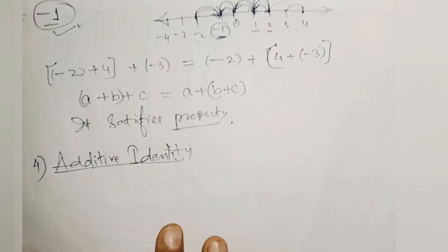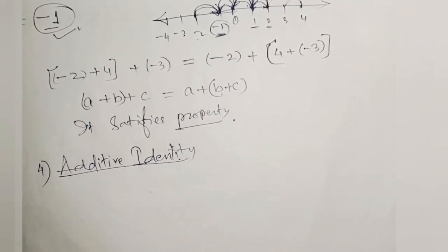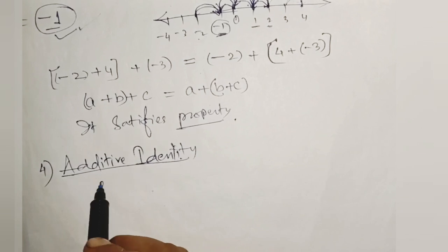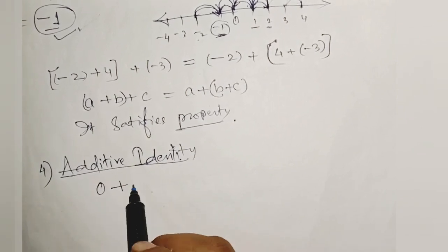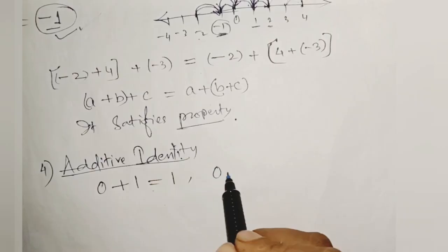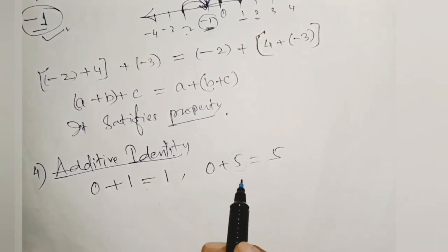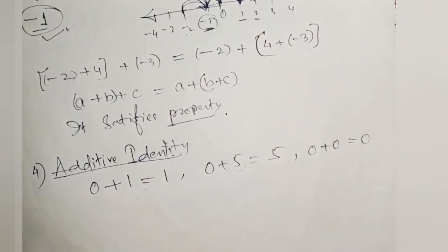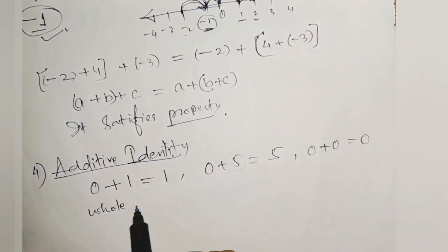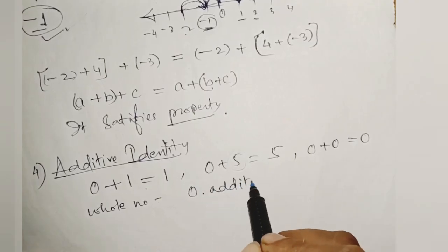Just recall you have read already in your previous class, whole numbers, right. So what was the additive identity of whole numbers? That was 0, right. Whenever you add any number to 0, what we get here? If we add 0 plus 1 we get 1, 0 plus 5 we get 5, right. So all these are whole numbers, right. And 0 plus 0 is also 0. So the additive identity for whole numbers के लिए क्या था, it was 0. 0 was the additive identity.